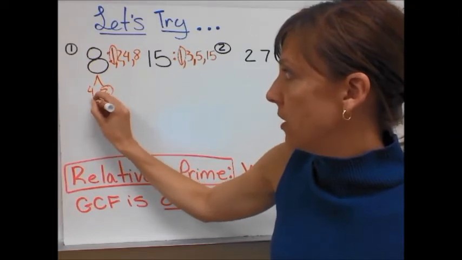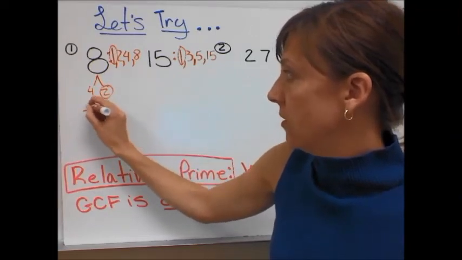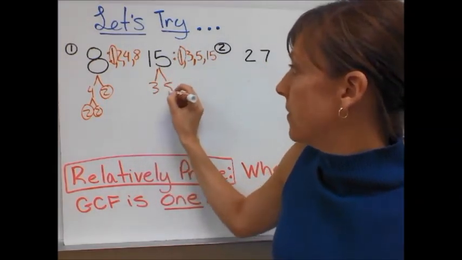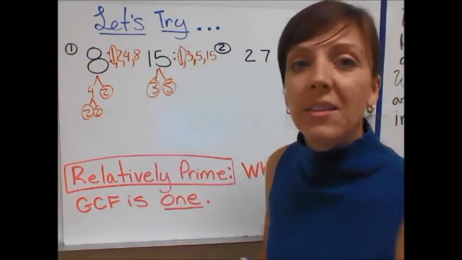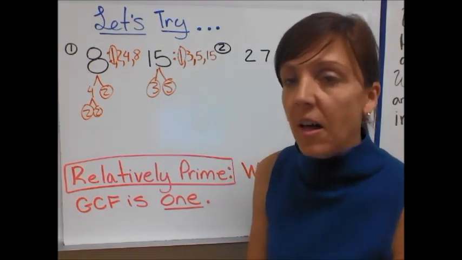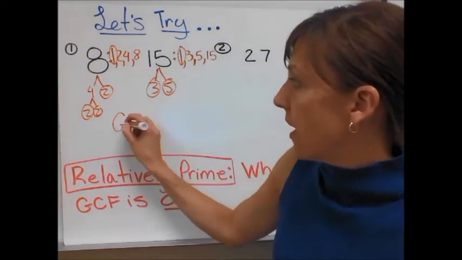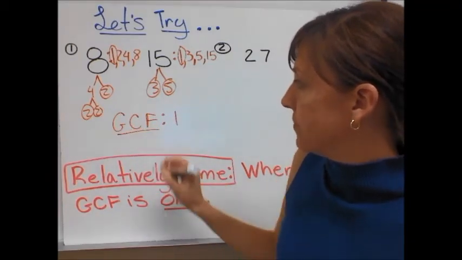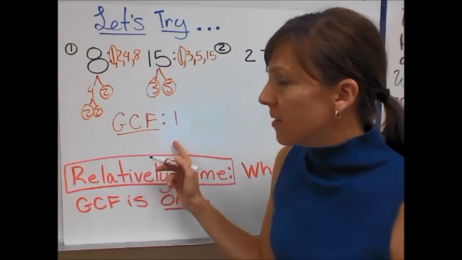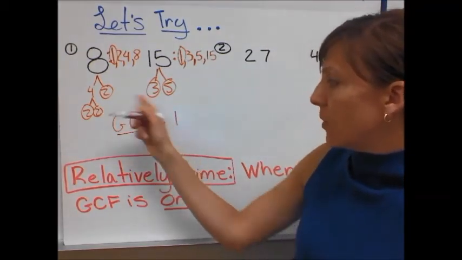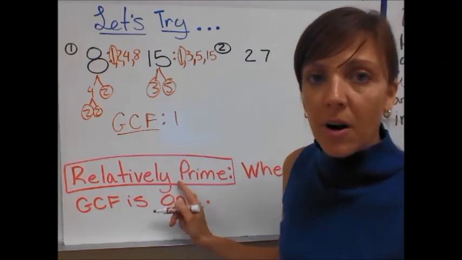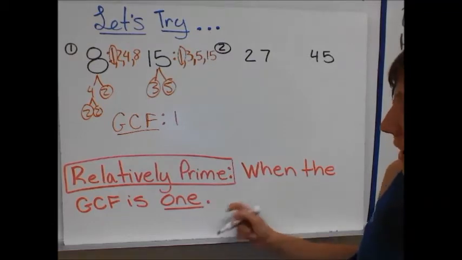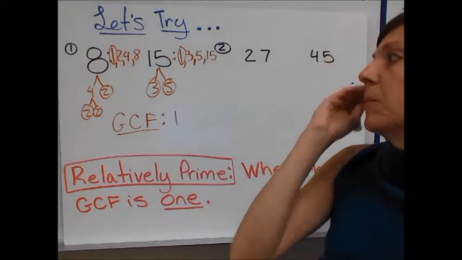We've got 4 and 2, and 2 and 2. Well, I know 2 doesn't go into 15. So I'm going to assume at this point that 1 is the only factor that they have in common. So their greatest common factor between 8 and 15 is 1. Well, that means that the two numbers are something called relatively prime. Relatively prime means the greatest common factor is 1 between the two numbers.